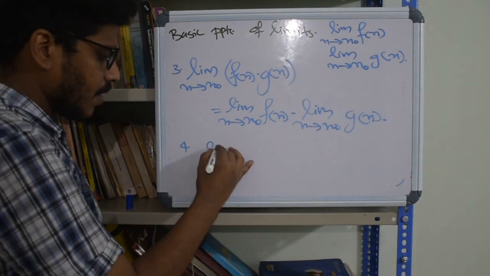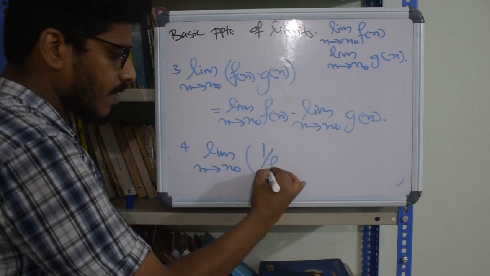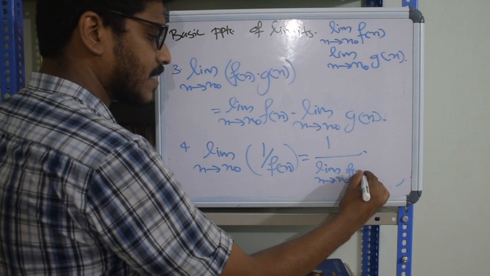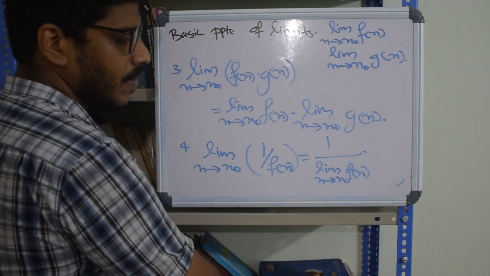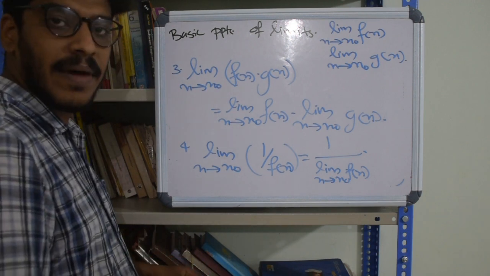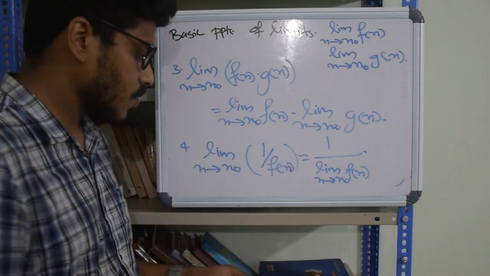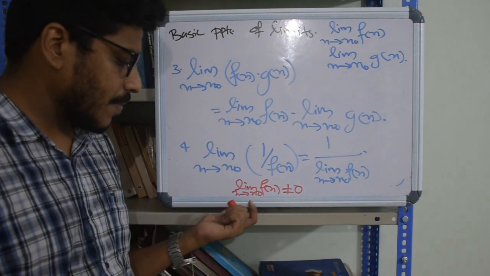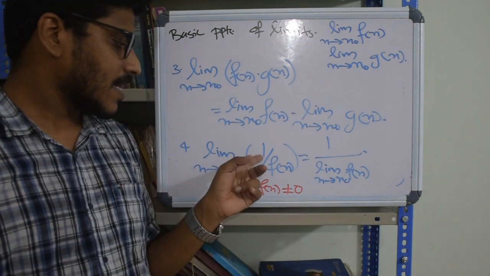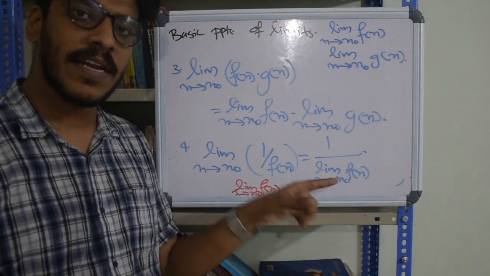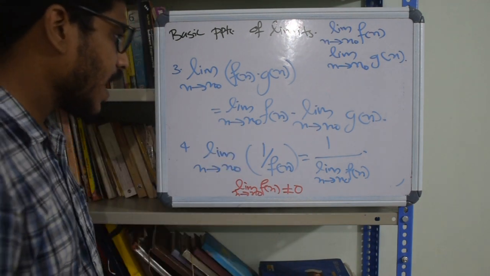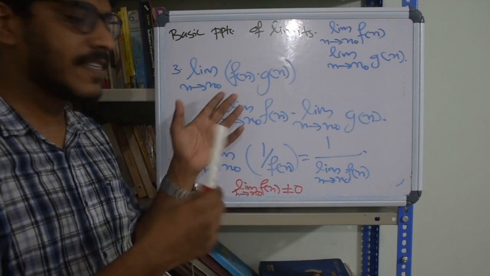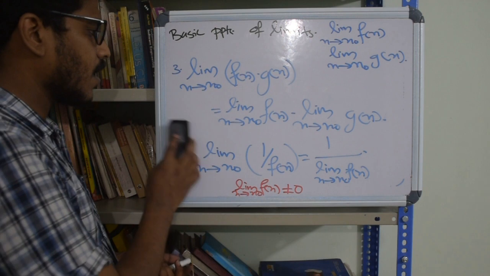The reciprocal rule: limit x tends to x0, 1 by f of x equal to 1 by limit x tends to x0, f of x. But remember, when we have a denominator, we have an obligation that the denominator must be non-zero. We don't know how to divide by 0, so we assume that limit x tends to x naught f of x is non-zero. Then the limit of reciprocal of f is the reciprocal of limit of f. We can use reciprocal rule and product rule together to deduce a similar division rule or a quotient rule for the case of limits.